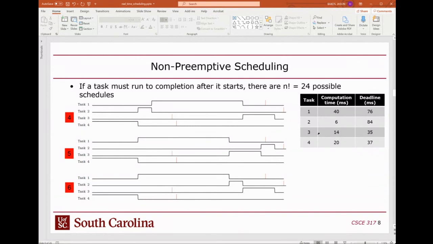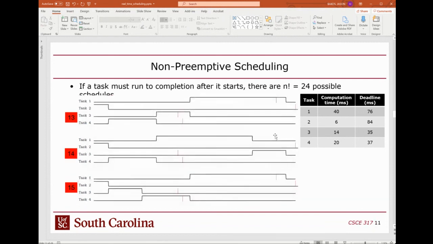So then we go to schedule number 4, 5, and 6. All miss their deadlines. At least one task misses its deadline in each of these. In 4 and 5, let's see where we are here. Task 3 horribly misses its deadline again, and then in schedule 6, task 3 again misses. So I guess it's task 3 missing in all 3 of those cases.